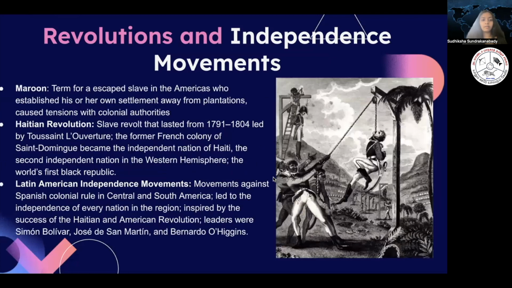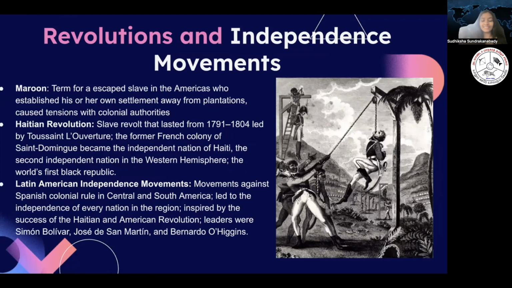So after that, we have the Haitian Revolution. This was a slave revolt that lasted from 1791 to 1804. If you can see the pattern, all of these revolutions are happening around the same time, because everyone is getting inspired by the Enlightenment and the different way of thinking. This was led by Toussaint Louverture, and the former French colony of Saint Dominique became the independent nation of Haiti.